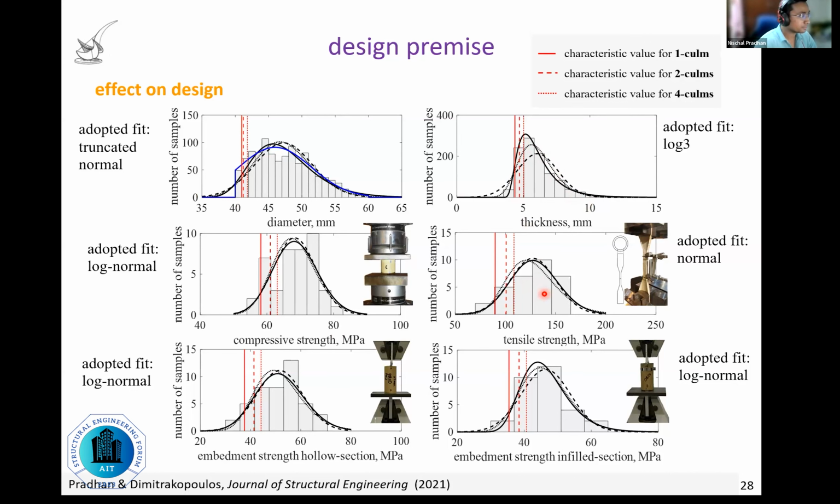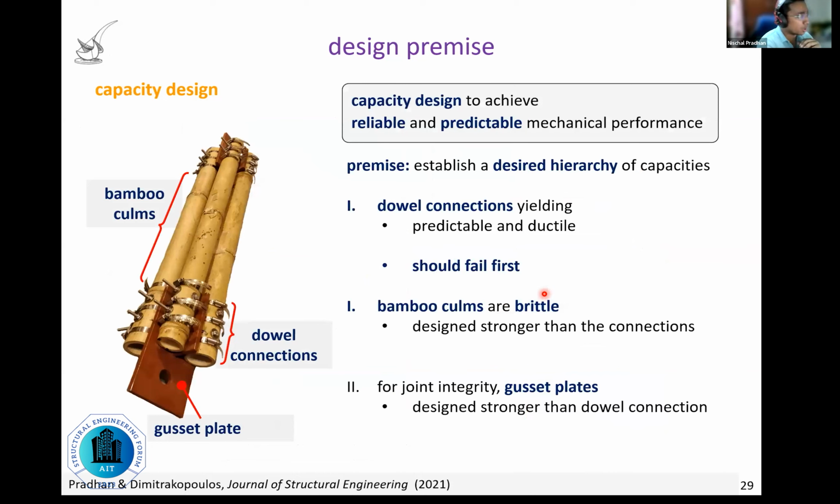On top of this, what we want to do is to establish the hierarchy of capacities, to get a reliable and predictable mechanical performance. A typical axial member consists of 3 parts: bamboo columns, dowel connections, and gusset plate. Among these 3 components, the dowel connections exhibit yielding, which is predictable and ductile, as I showed in previous slides, and therefore they should be designed to fail first.